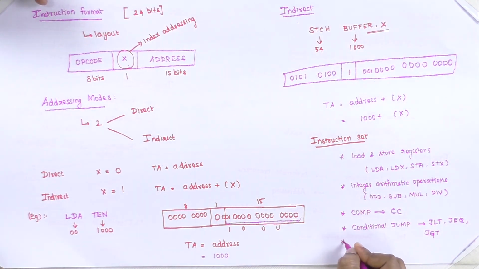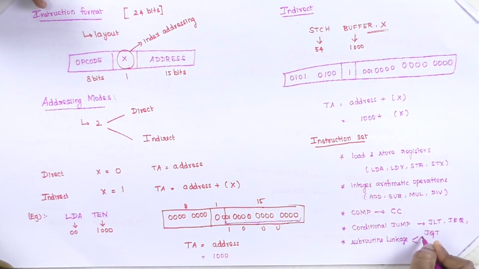Another kind of instruction is subroutine linkage. In subroutine linkage, we have two types, JSUB and RSUB. JSUB jumps to a subroutine placing the return address in register L, and RSUB returns by jumping to the address contained in register L.